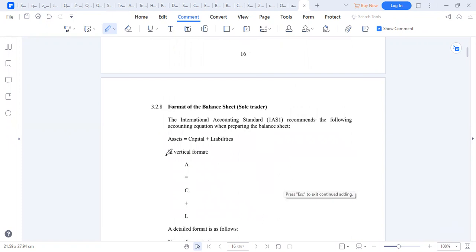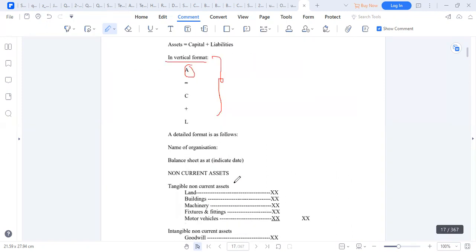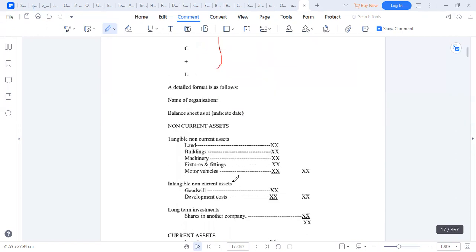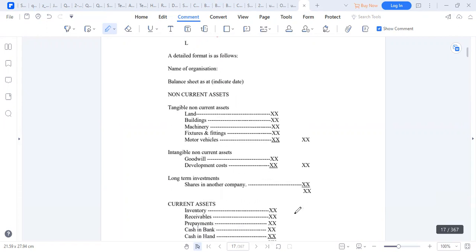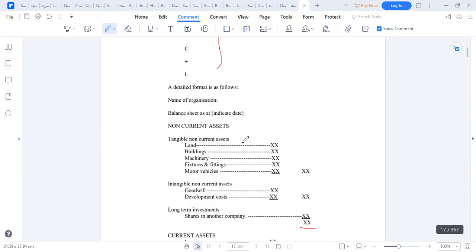There's a vertical format where we start with assets, then down there we go with capital, we add the liabilities. So this is what we call the vertical format of the balance sheet. We also have the detailed form, which is given as follows. We have the fixed assets here, the non-fixed assets there, then the other investments, we put them there. So we're using the vertical form.